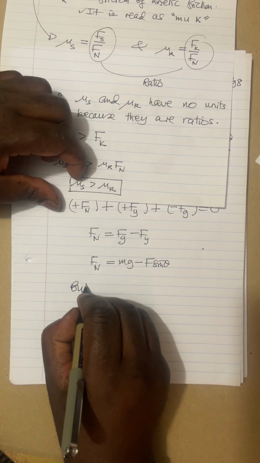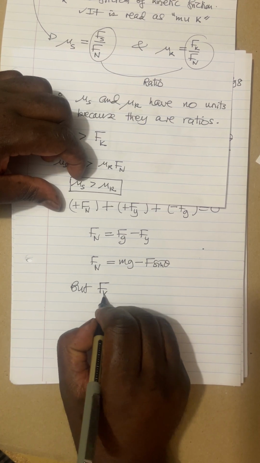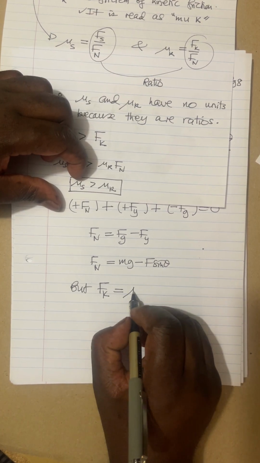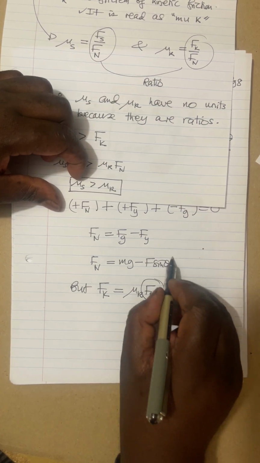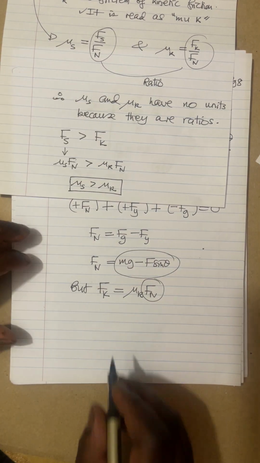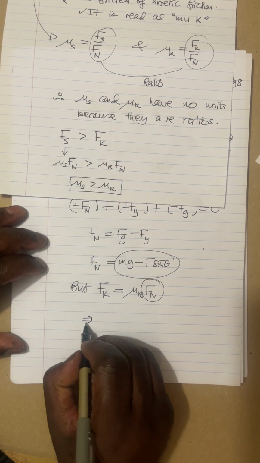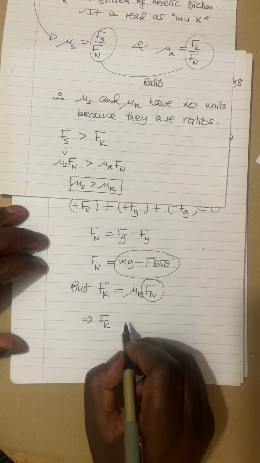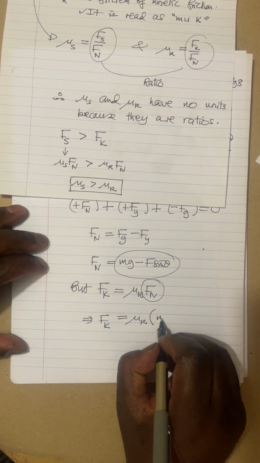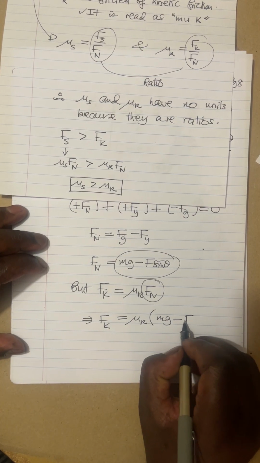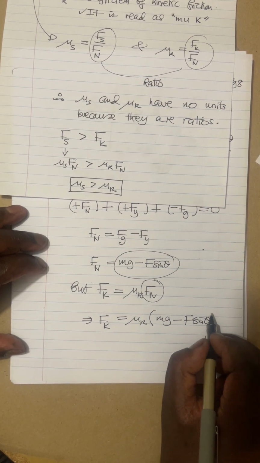But let me remind you, Fk is equal to mu k times F normal. Now in that place, I must put that expression. So that takes us to a very important equation. Kinetic frictional force is equal to mu k, open brackets, mg minus F sine of theta.